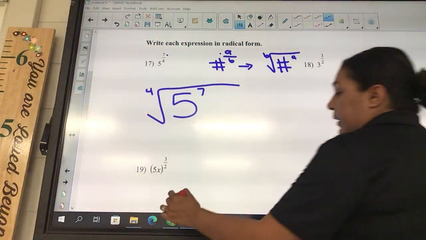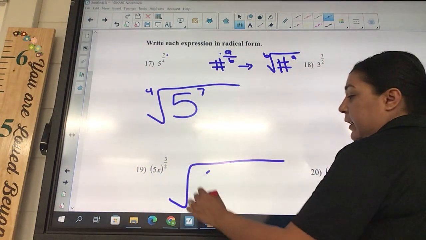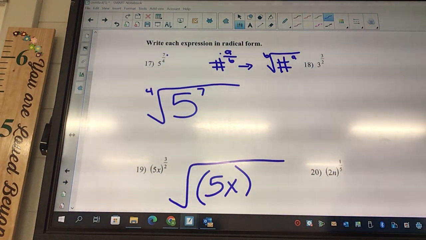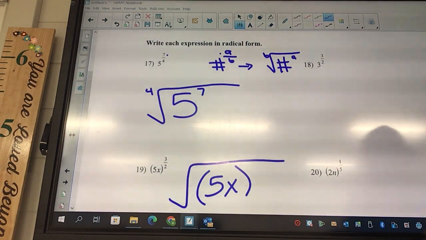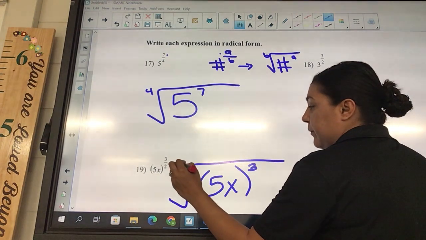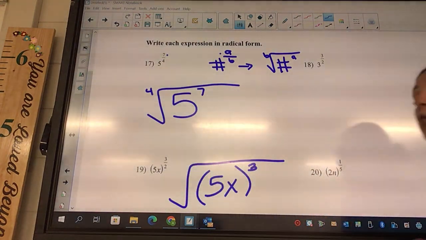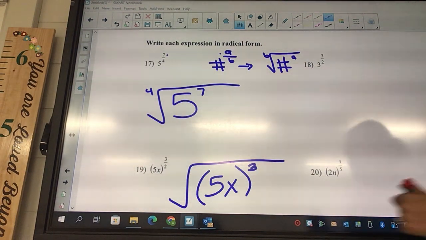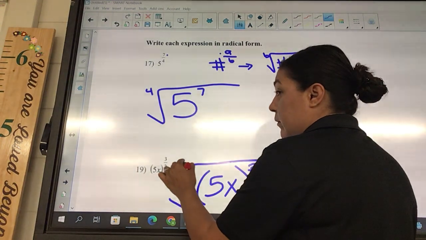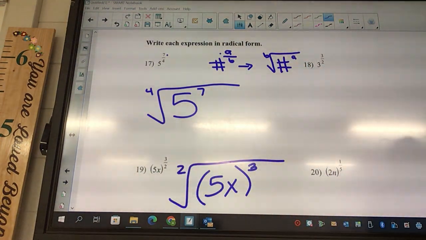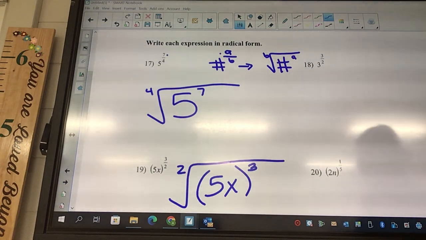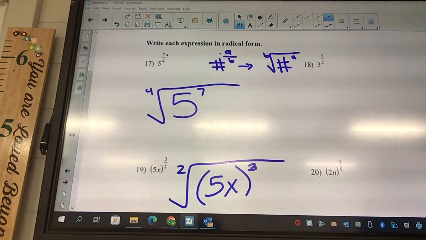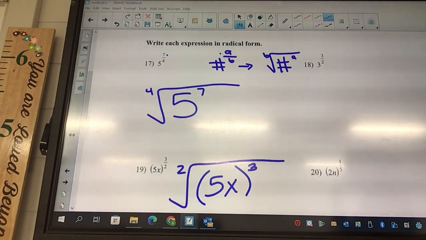Okay, 19 is the same thing. We're going to draw our radical on the inside. You do need to keep those parentheses. So 5x. What number is going to go on the inside? 3. Outside, 2. Now, we know if there's no number on the radical, what number is it? 2. So we don't actually need to put the 2 there. If you're taking your test and it's multiple choice, and you don't see your answer, it's because the 2 doesn't actually go there.